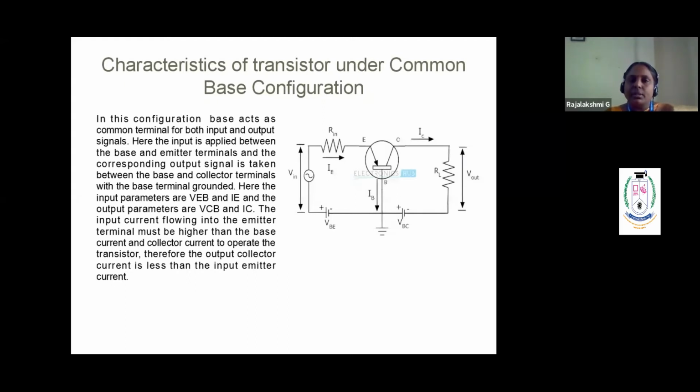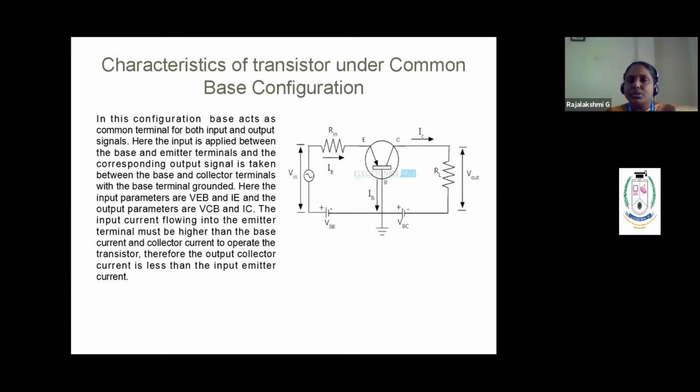So here we have to think about one thing, why the name is given as a common base. Look at the diagram. You have emitter, base and collector. Here, the base terminal is made common to the input part of the circuit and the output part of the circuit. So you can see the circuit diagram there. Base is connected to the input side and also to the output side. So it is called a common base configuration.